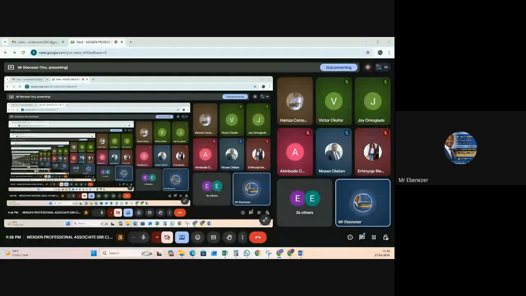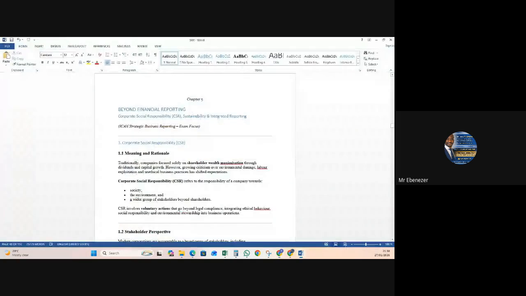Now, I was talking about corporate social responsibility, right? Corporate social responsibility is the responsibility of a company towards the society, the environment, and a wider group of stakeholders beyond shareholders. So CSR is a voluntary action. You are the one who decides to do it, that you want to comply.